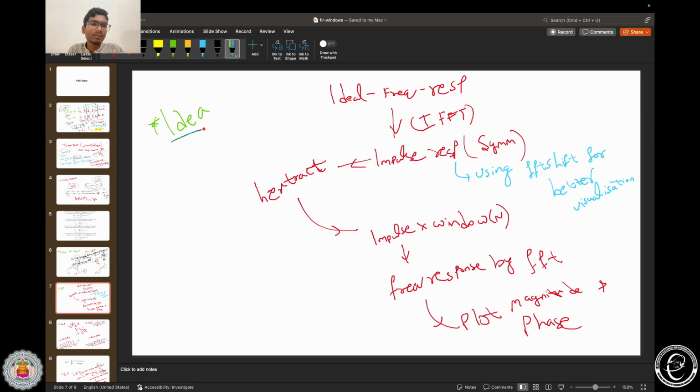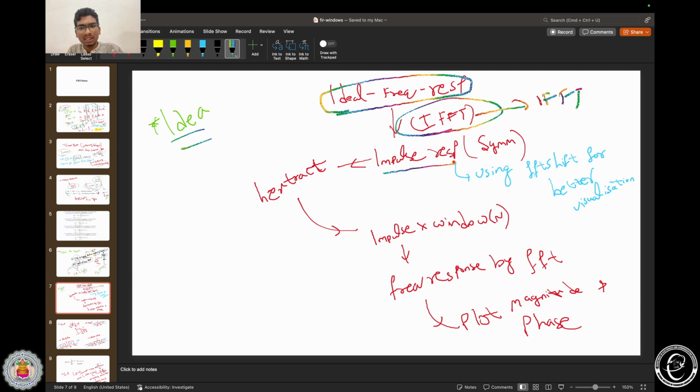So the idea will be, first we'll take the corresponding frequency's ideal response, and then we will calculate its IFFT to get its impulse response. As this is the ideal frequency response, the impulse response will be symmetric, and we will use the FFT shift for better visualization of the impulse response.